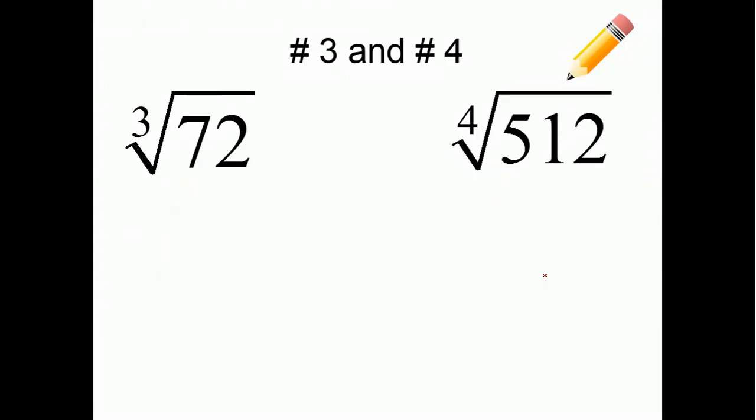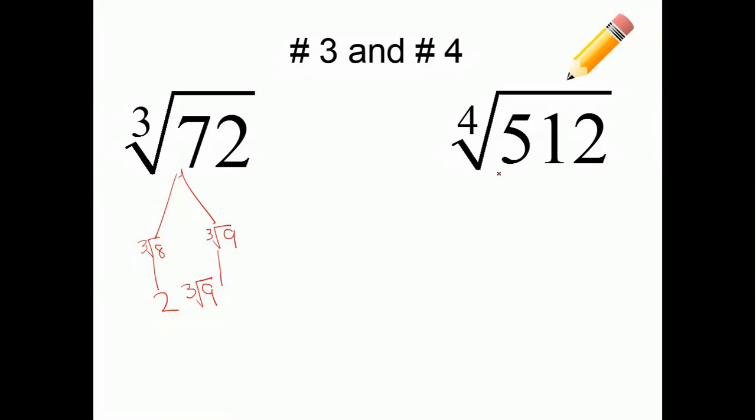Let's move on to number 3 and number 4 here. Cube root of 72. Same thing, we're going to look at the cube root column. What can go into 72? 8 can, right? So we're going to have the cube root of 8 and the cube root of 9. The cube root of 8 is 2, and then this will just come down. So it'd be 2 times the cube root of 9.